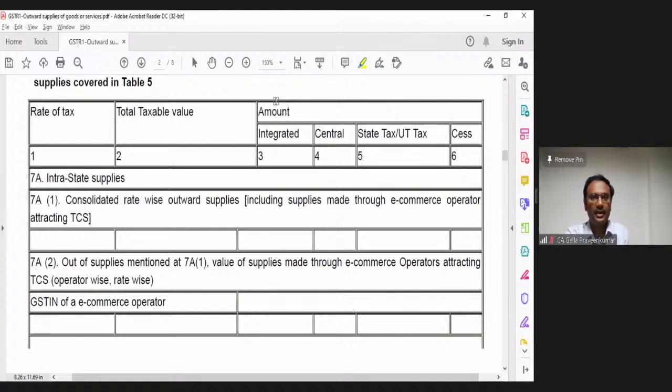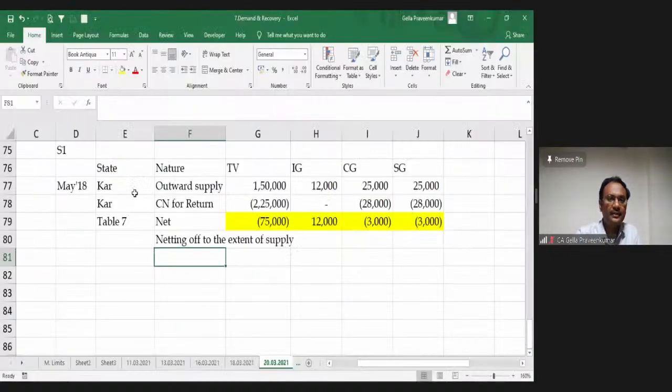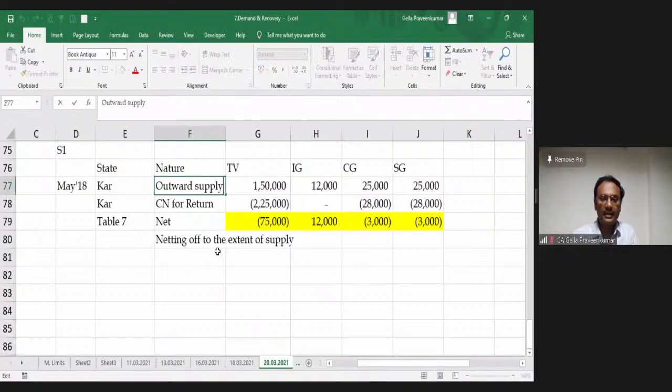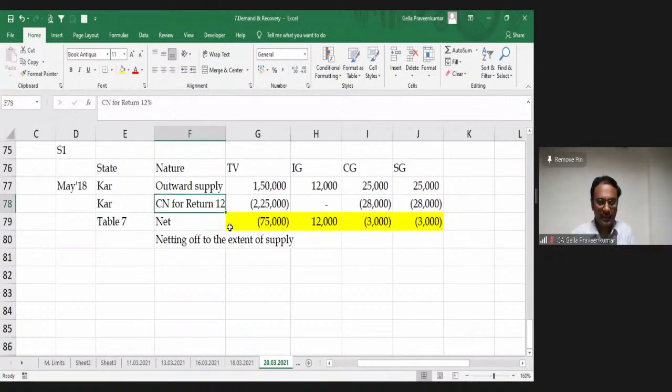I'll come back to my table number 7. Now, we consolidated rate-wise. Now, they say rate-wise outward supply. This is another practical issue. Sir, I have supplied 12%. I have got a return of 5%. I'll come back to my Excel file again. So if the rate is same, now assuming this is 12% and this is also 12%, it is okay. I'll come to what you call scenario 3.